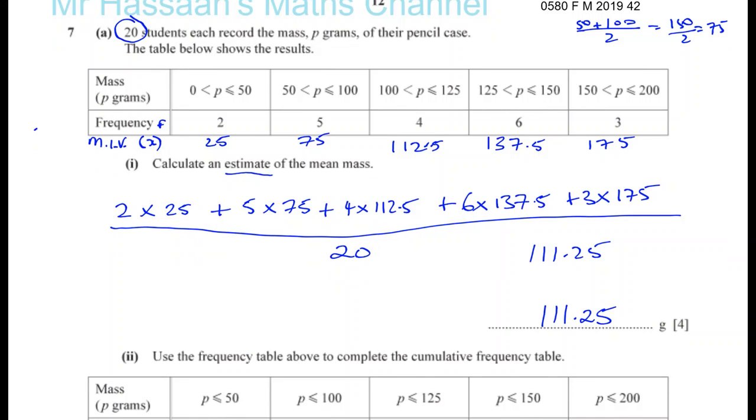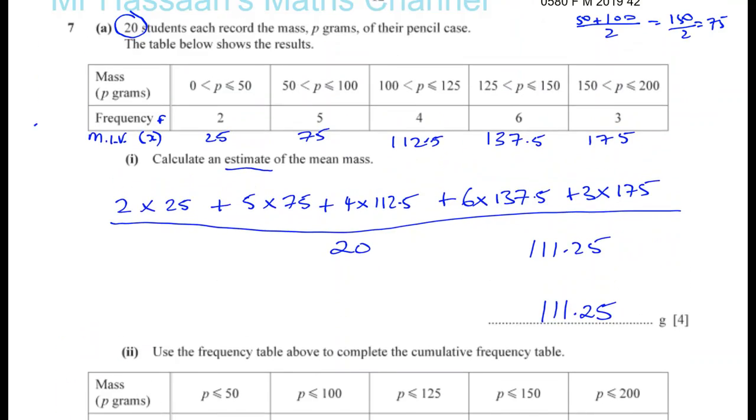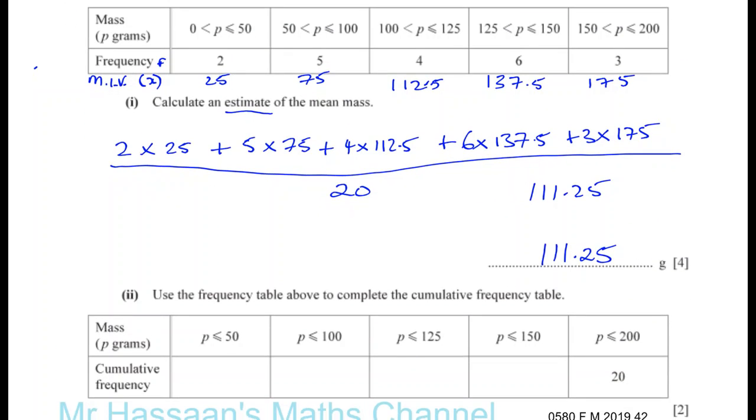Okay, now question part 2 says use the frequency table to complete this cumulative frequency table. Now a cumulative frequency table is basically where you are finding how many items are in the group from this point all the way back to the beginning again. So for example here, there are 2 pencil cases whose masses are between 0 and 50. So the number of pencil cases in total whose masses were less than 50 is 2.